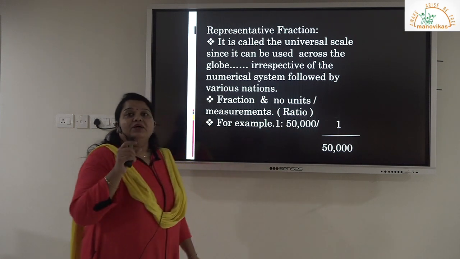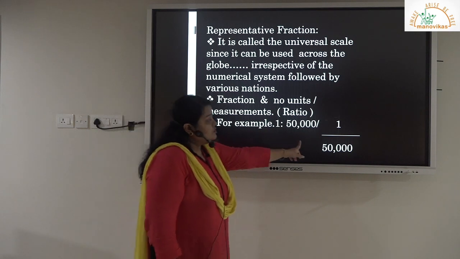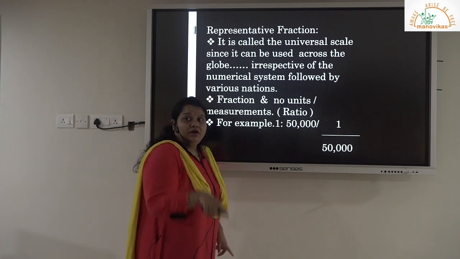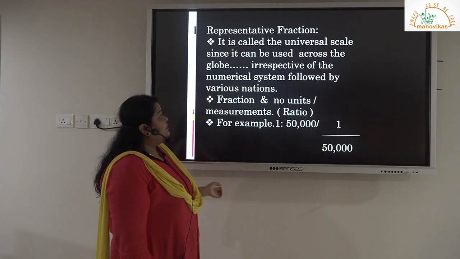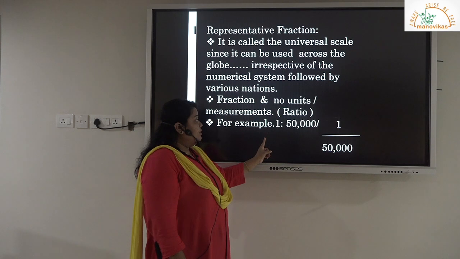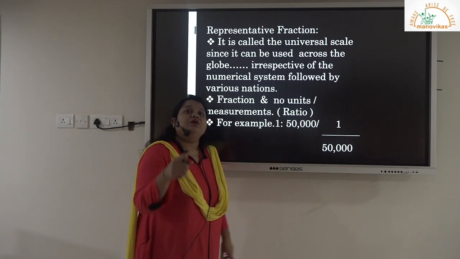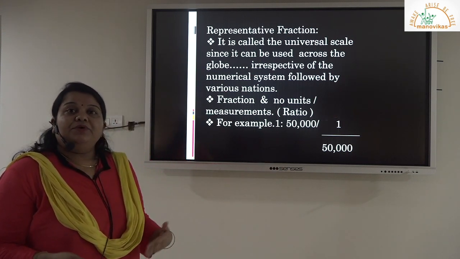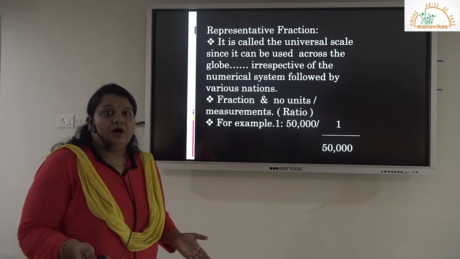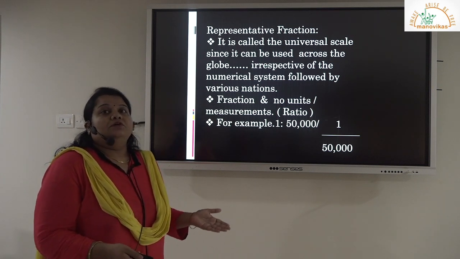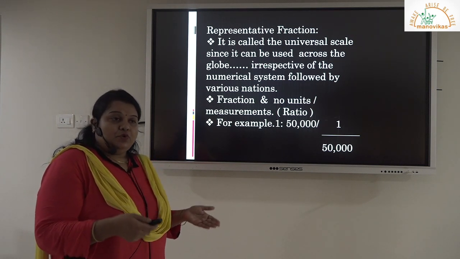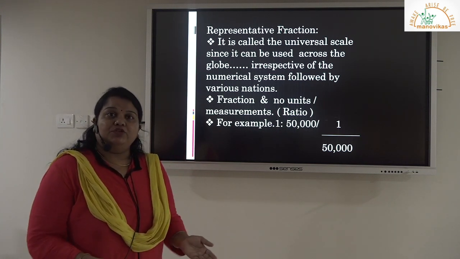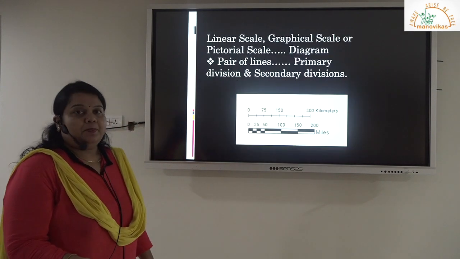So now what is 1? Sorry, 1 centimeter on the map is 50,000 centimeters on the ground. Similarly, if I am saying this is 1 inch on the map, that means it is 50,000 inches on the ground. Okay, so this is how the scale is understood. So it can be understood by any person belonging to any part. Imagine if somebody comes from Western countries to our country and they use our map, and if they check for the representative fraction, they come to know actually what is the distance between 2 places.